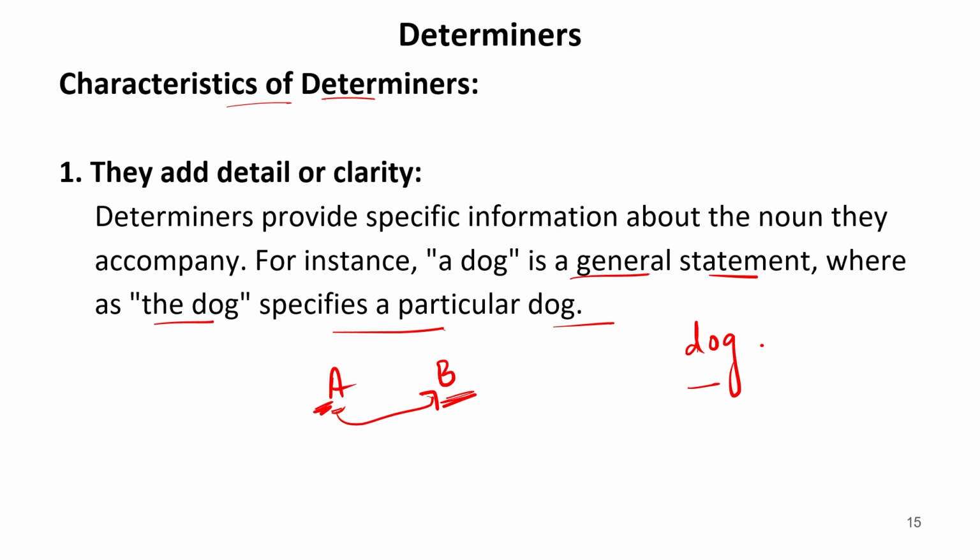But if I say, have you ever seen a lion? Some of you will say, yes, I have seen a lion. It means it can be any lion we are talking about. For "any," we use the indefinite article, but for some specific one, we use "the." So this is the characteristic of determiners that makes a noun either particular or any. So they add detail or clarity.